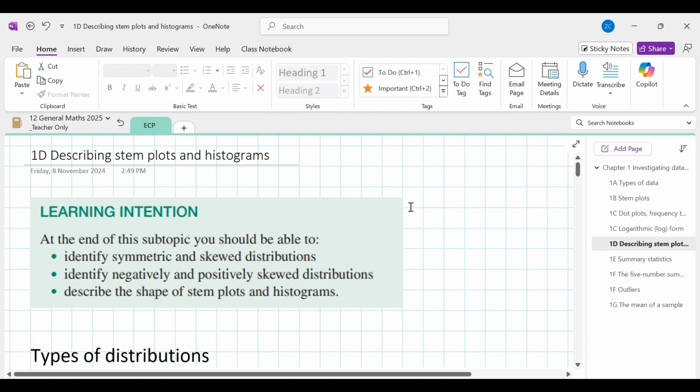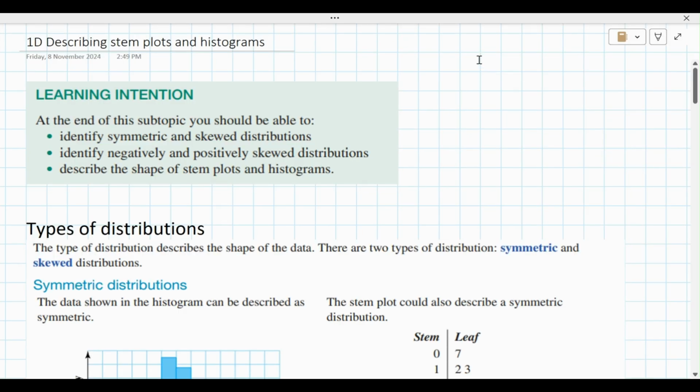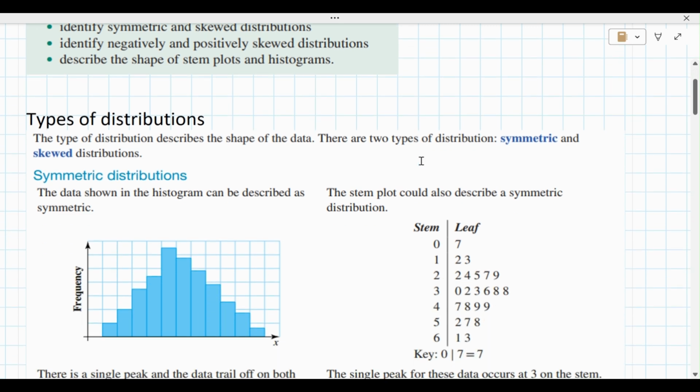Hello everyone, welcome back to General Maths Year 12. Today we're going to be describing the stem plot and the histogram. Hopefully you guys are able to understand this one so far. We learned this one in Year 11, hopefully you still remember.